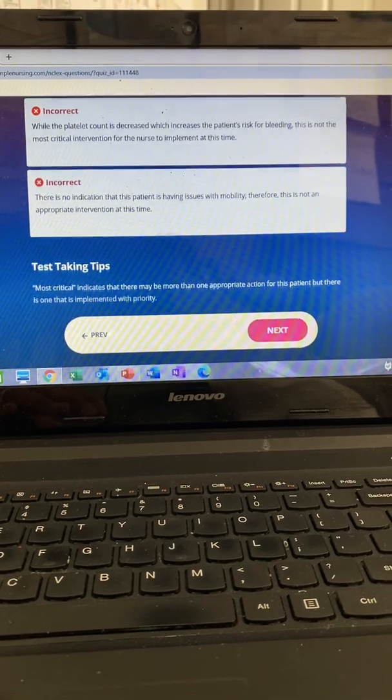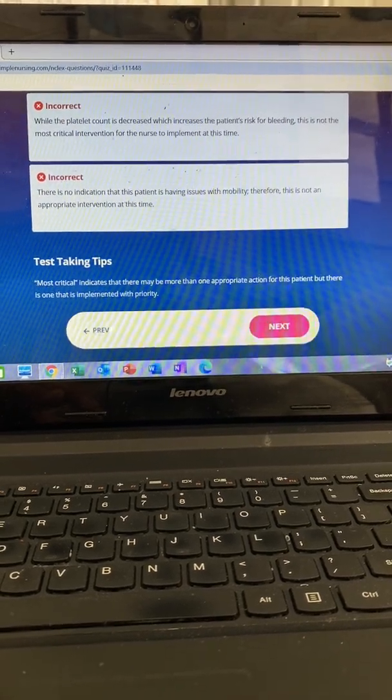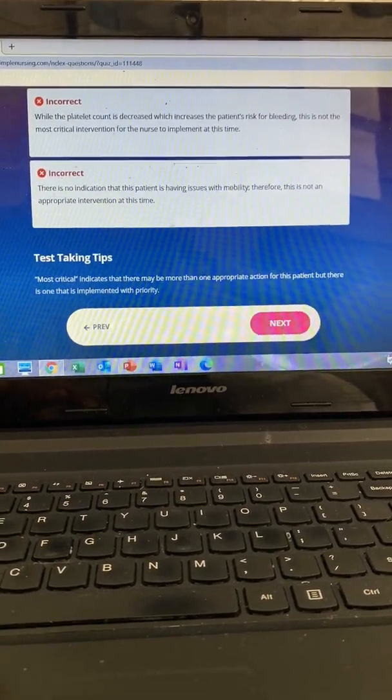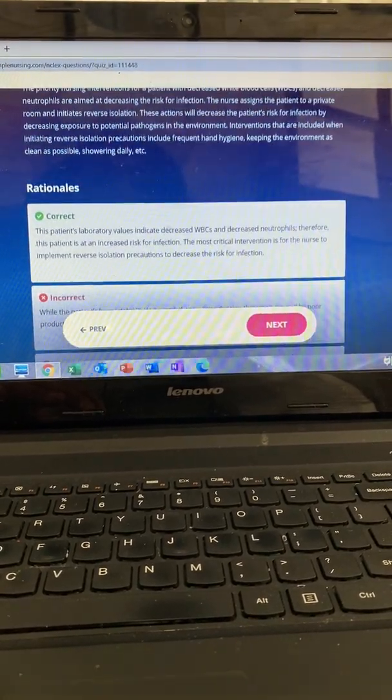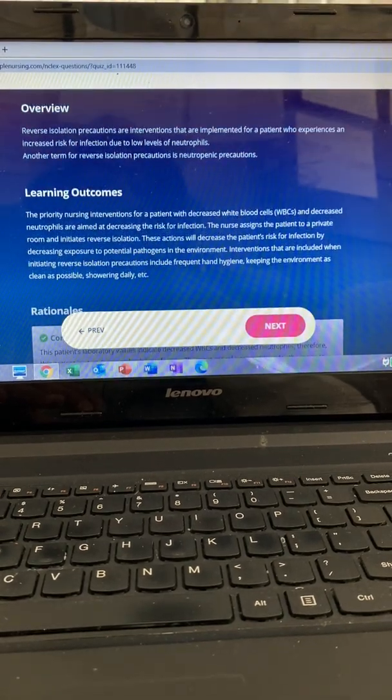So option number 1 is correct here. A private room and reverse isolation to protect this patient from infection. Remember, this patient has low white blood cells, so has to be on neutropenic precautions.